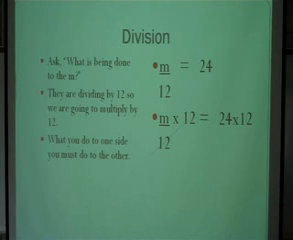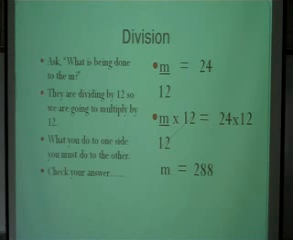The side on the left cancels out, leaving just the m. The side on the right gives us our answer. 24 times 12 is 288, and the m is just dropped in. Now we're going to check our answer. 288 divided by 12 is 24, and that is correct.